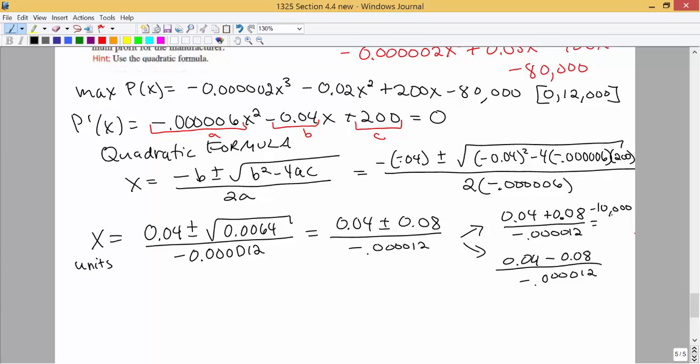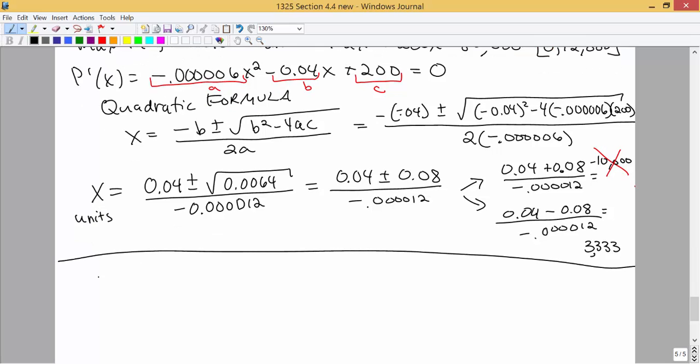And x can't be negative because x represents the number of units. So we're going to ignore this because it doesn't fall within our bounds that x must be between 0 and 12,000. So we're going to put this value also into our calculator. And I get a positive 3,333. We'll go ahead and round to the nearest whole number of units.